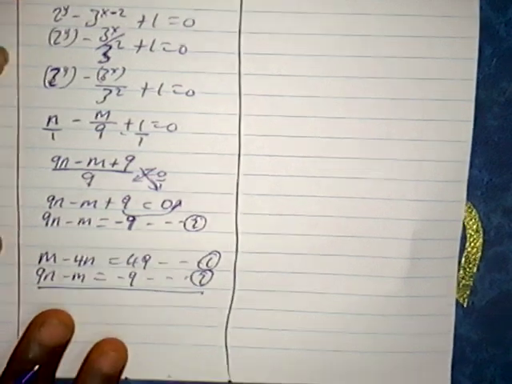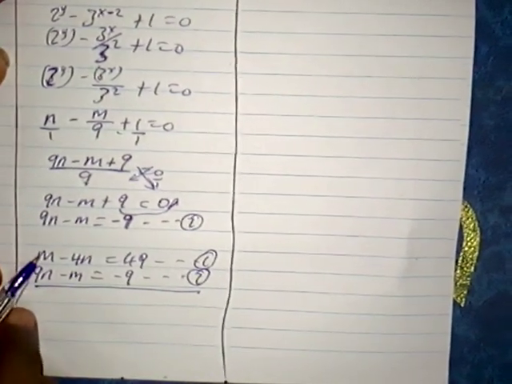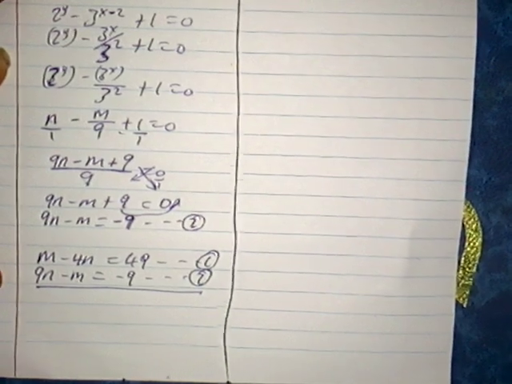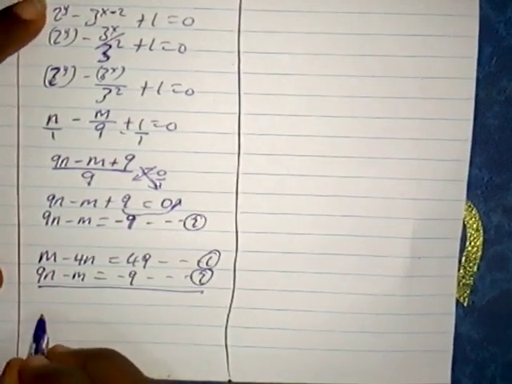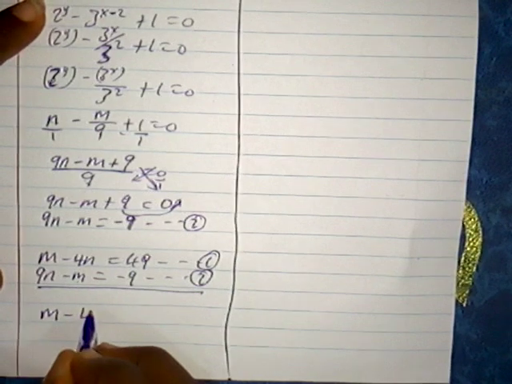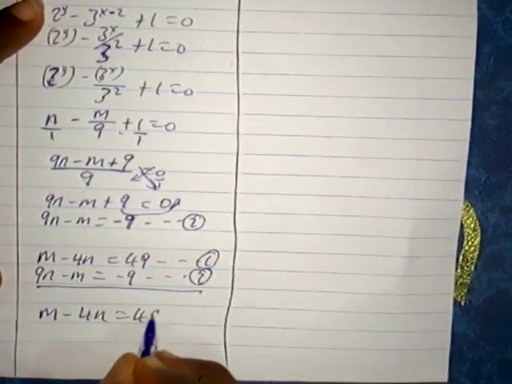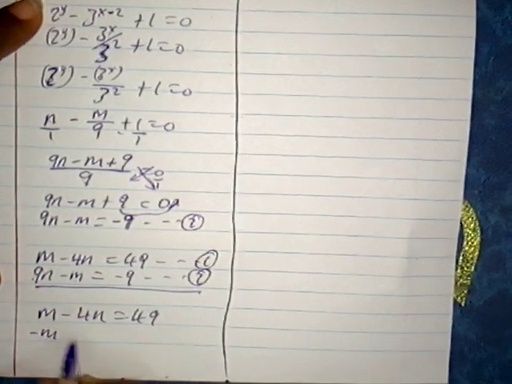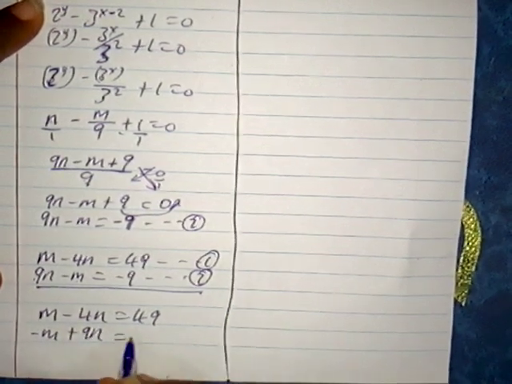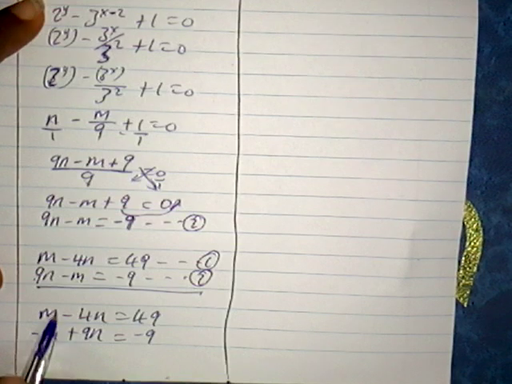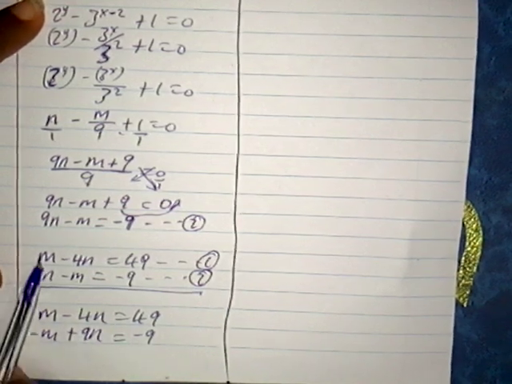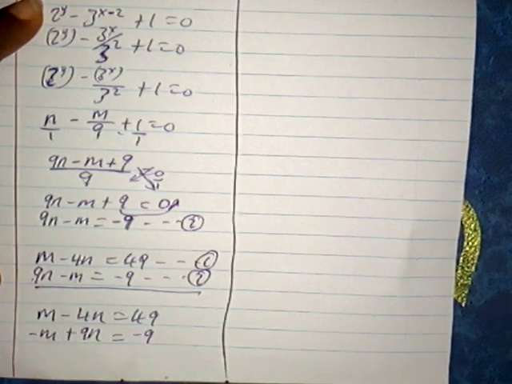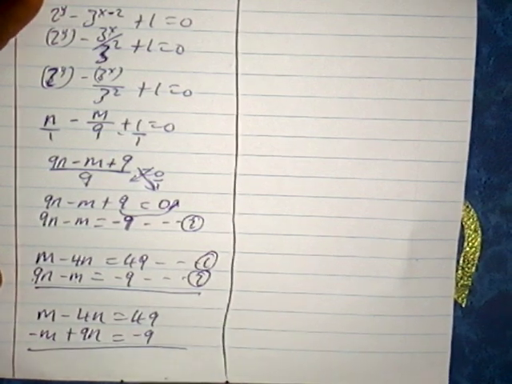Good. Now if you observe, m is at the first place here, and here m is at the second place. So we'll let them be in the same position. Right? So m minus 4n equals 49. Here we first put minus m: minus m plus 9n equals minus 9, so that it will be in the same position. For here, they were in different positions. M is here, n is here.